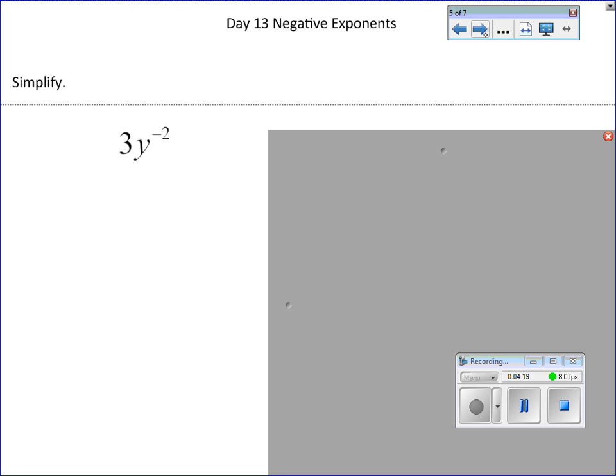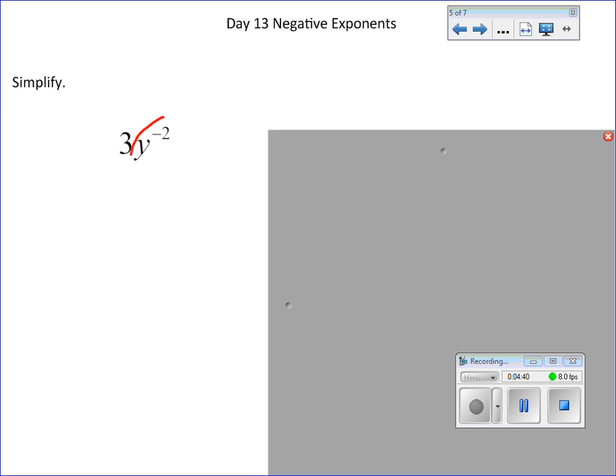3y to the negative second. Now this one's a little bit more difficult because now we have two base numbers. We need to see these as two individual things. We have 3, and then we have a y to the negative second. The reason why we want to look at these as two individual things is because there's really only one of them that we have a problem with.